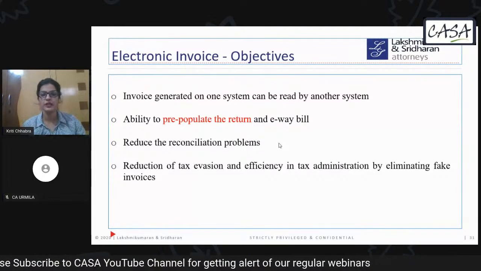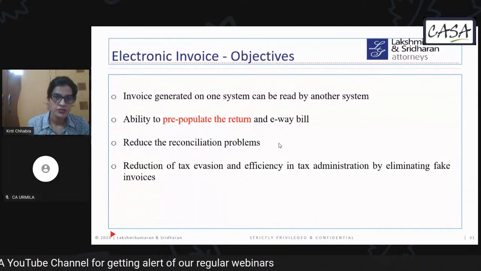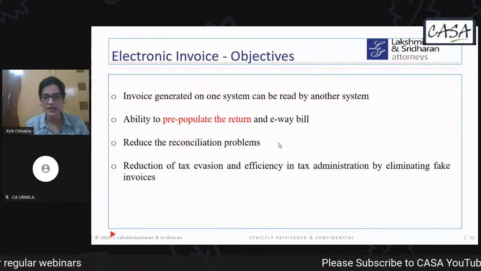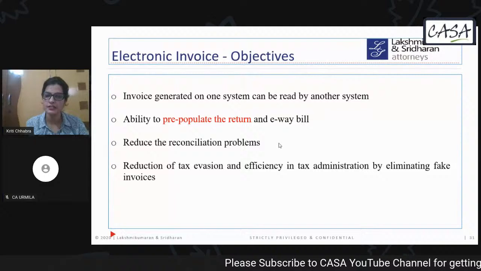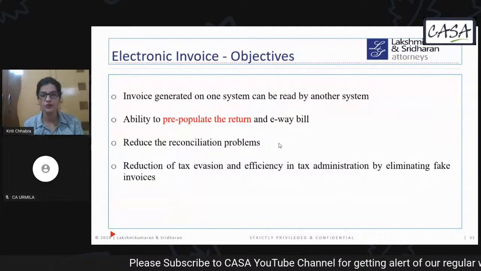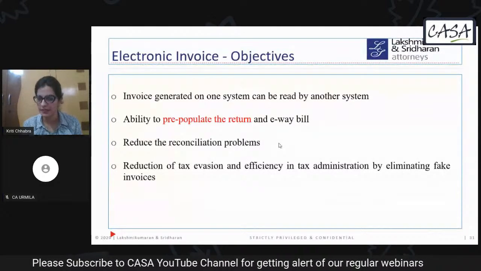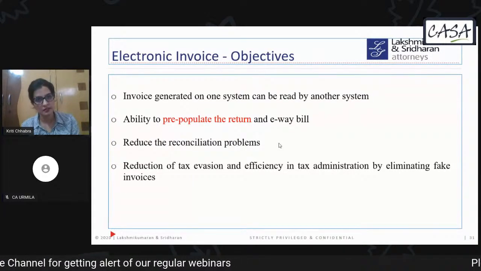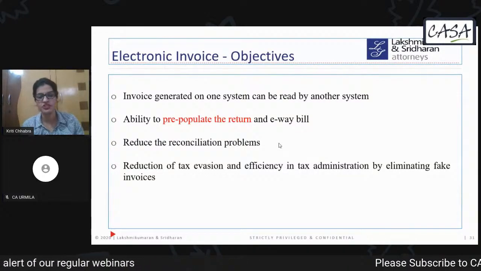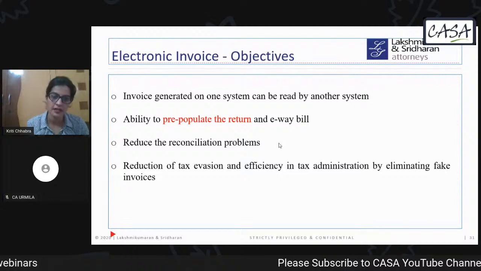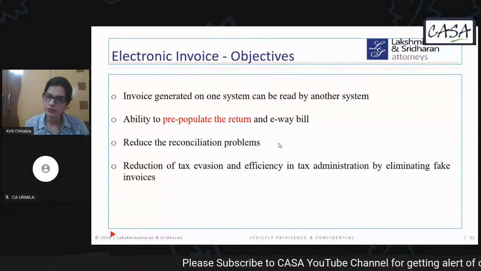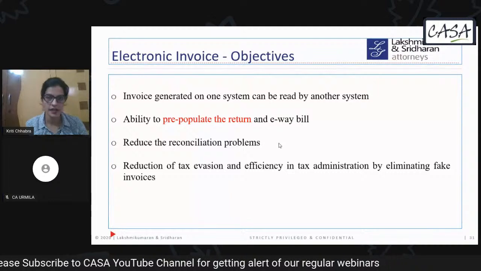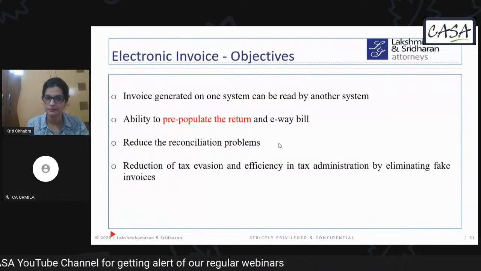Second, to pre-populate the return and e-way bill. When this e-invoicing concept was introduced, the government had in mind that the new return system would come into the picture. However, now that idea has been dropped by the government, and therefore it is yet to be seen whether any changes will be made to the old returns to make effective the proposal of auto-population between the return and the invoices. This is yet to be seen.